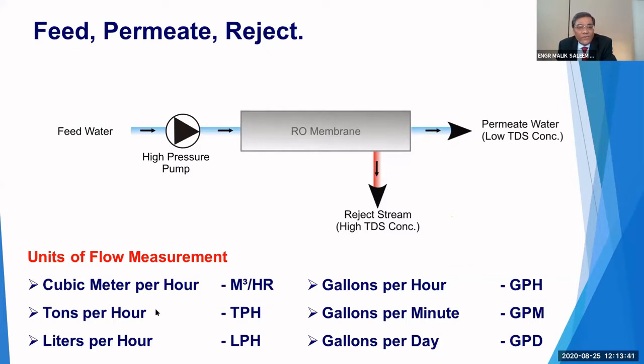The units which we use for the measurement are different. Professionals use different units, but just to give you familiarity with the units, they are cubic meter per hour, tons per hour, liters per hour, gallons per hour, gallons per minute, and gallons per day. These units are mainly used in RO terminology.